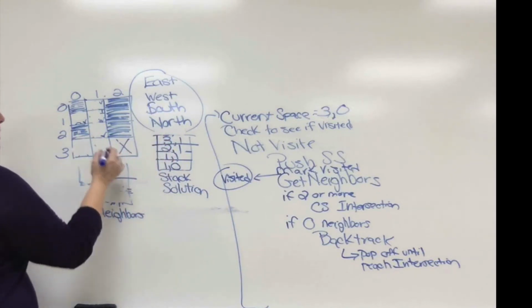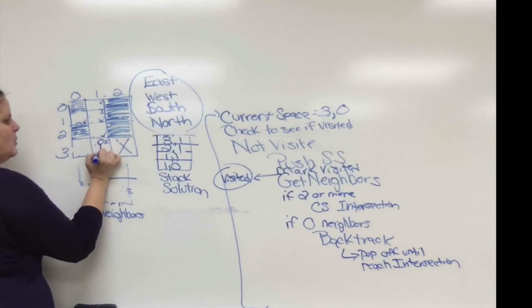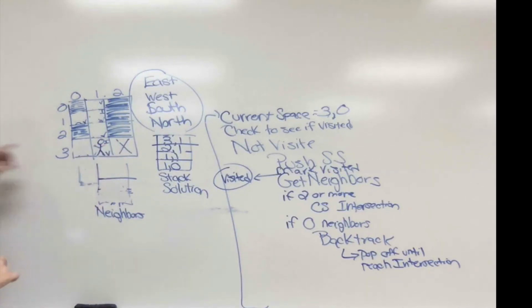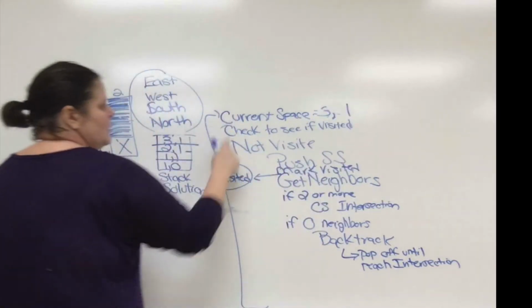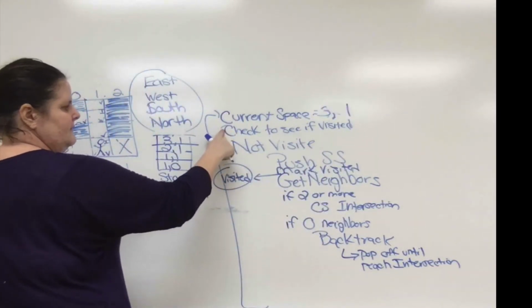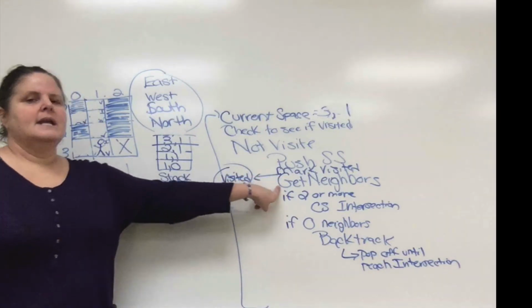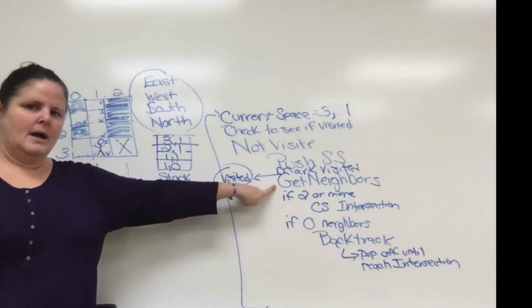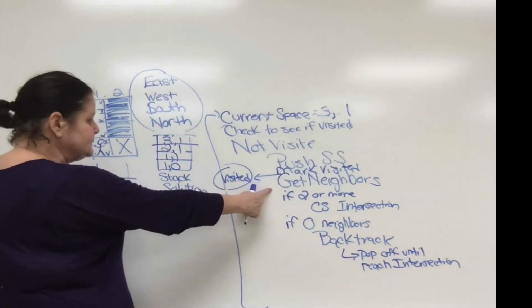I'm going to look at 3, 1. Great. Oh, I should have marked that as an intersection. I'm at 3, 1. That was an intersection. So now that becomes the next. Check to see if visited. It has been visited, but I'm going to try to get neighbors. If I can't get any neighbors this time, then that means I'm at a dead end, and it also means that there's no solution.